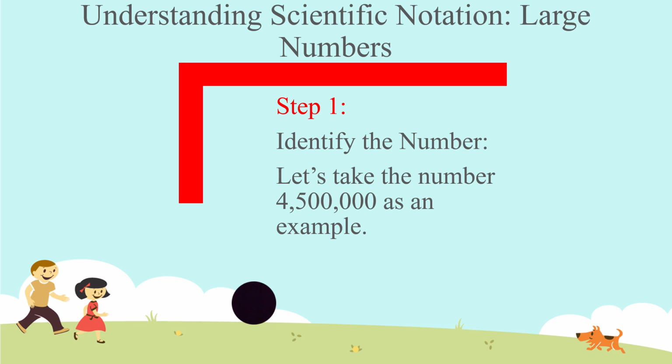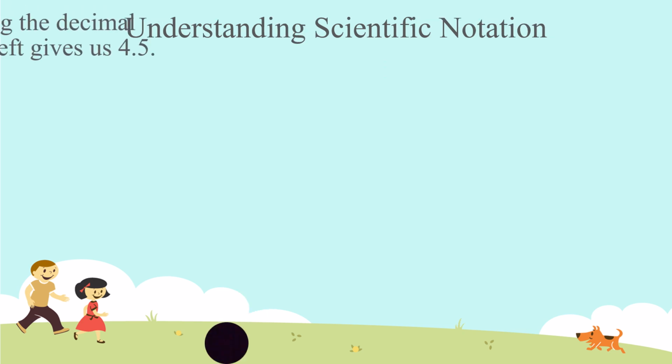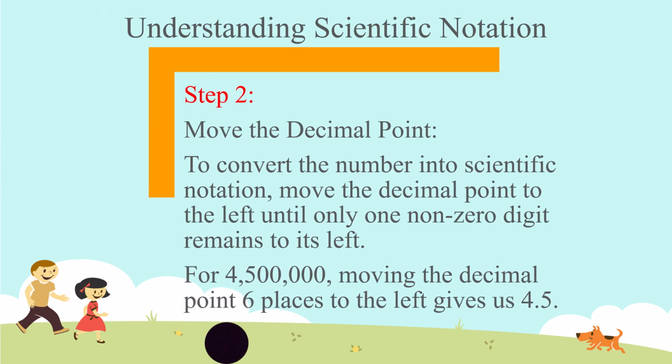Understanding scientific notation, large numbers. Step 1. Identify the number. Let's take the number 4,500,000 as an example. Step 2. Move the decimal point. To convert the number into scientific notation, move the decimal point to the left until only one non-zero digit remains to its left.